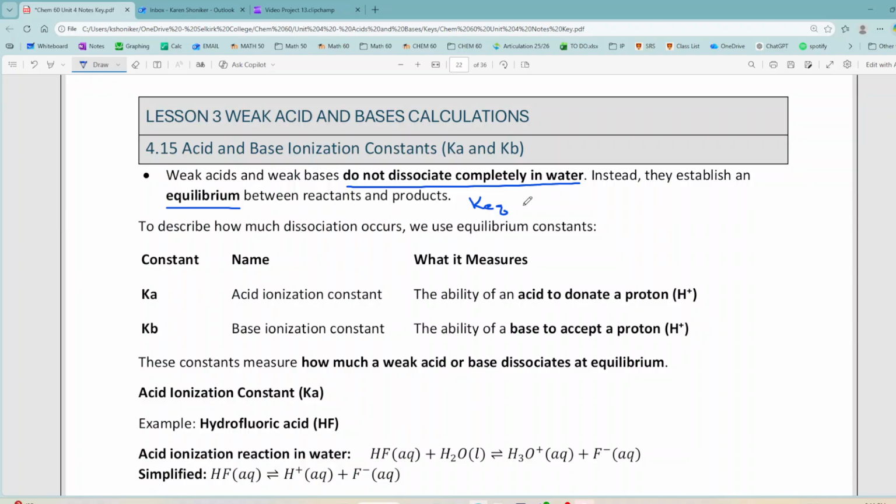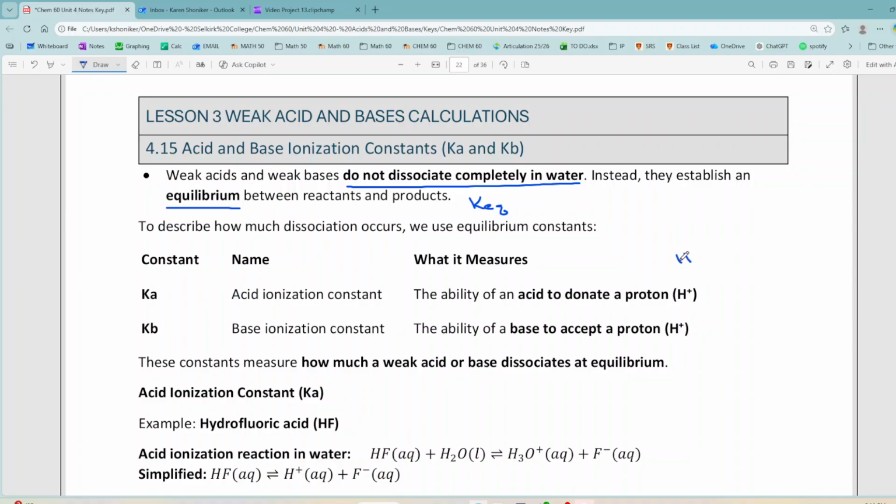Now, instead of using Keq, we like to use our own constant. So in Unit 3, we used Ksp for the solubility product constant. And in Unit 4, we're going to use Ka, which is the acid ionization constant, and Kb, which is the base ionization constant. Now, what these things measure is the ability of an acid to donate a proton. Or another way of thinking about this is how many hydrogens would end up in solution.